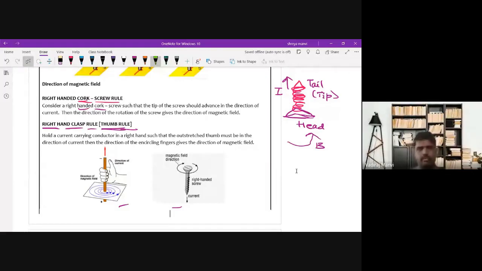Check, any clarification. Obviously, next class I will ask all these things. I'll ask what is Ampere's swimming rule, what is the right-handed corkscrew rule, what is the right hand clasp rule, and all that.